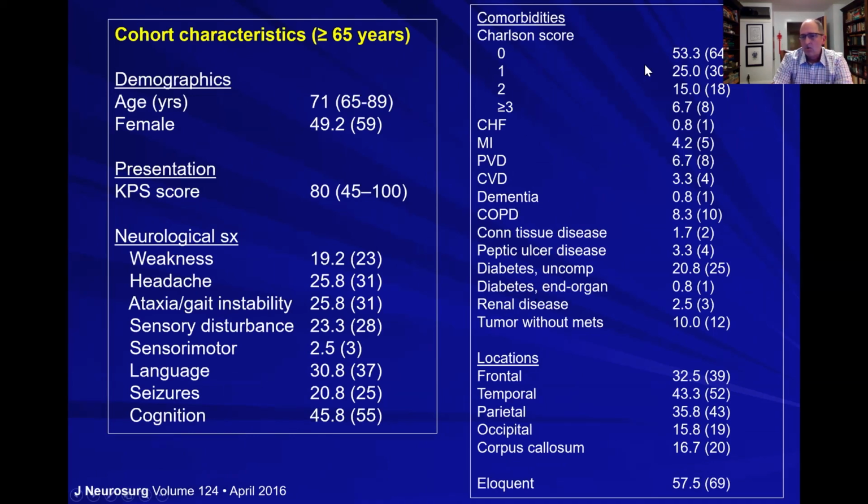Remember, it's an older population in these malignant gliomas, so you have to think about their comorbidities when you're thinking about their therapies. These tumors, again, are occurring in all sorts of locations. In this patient population, a large number were located in eloquent areas of the brain. We'll talk more about that in the next lecture as well.